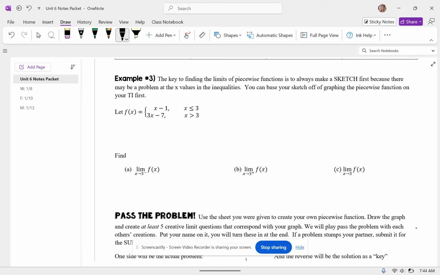So f of x is equal to x minus 1 when x is less than or equal to 3. Okay, so I've got my little graph here. x minus 1, so that's going to look like -1, and then it's just going to be going up like this, okay? And it's going to go all the way up to what value? There's a problem at 3, right? And then we are including 3 in the first piece, okay?